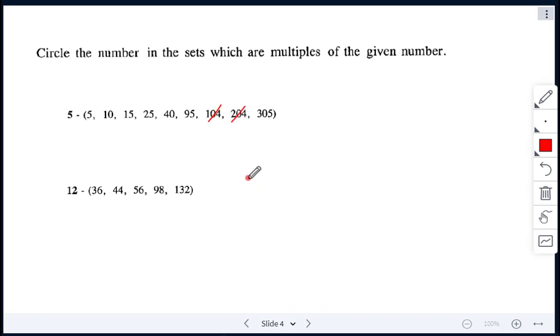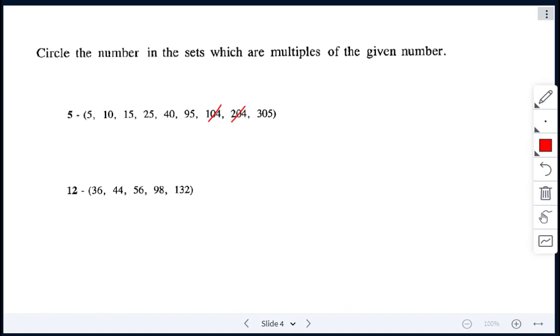All right, so recall when we were looking at divisibility rules. If the numbers ended with 5 or 0, we know it was divisible by 5. All right, next we have the number 12. Which ones are multiples? Which ones are not?